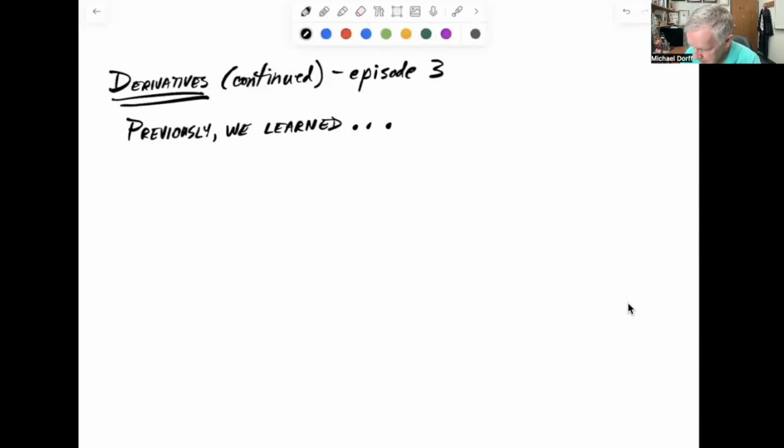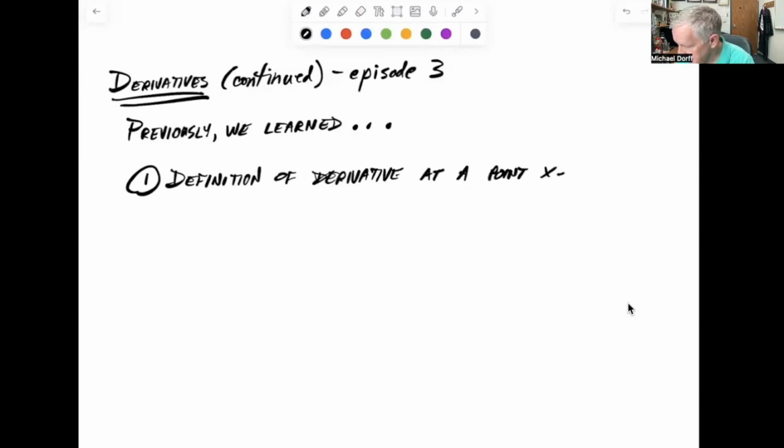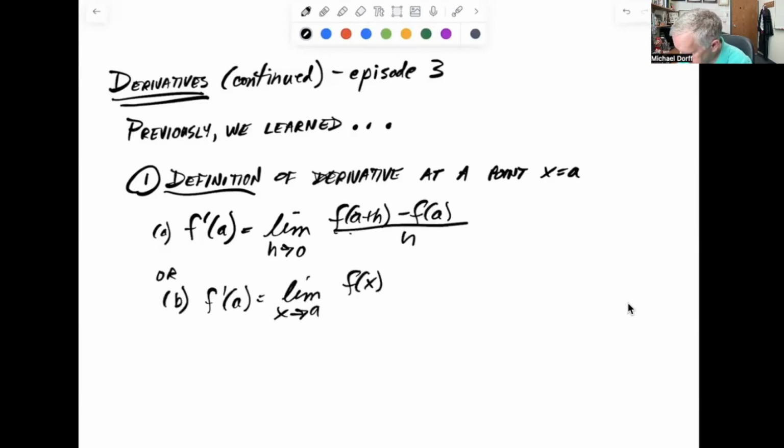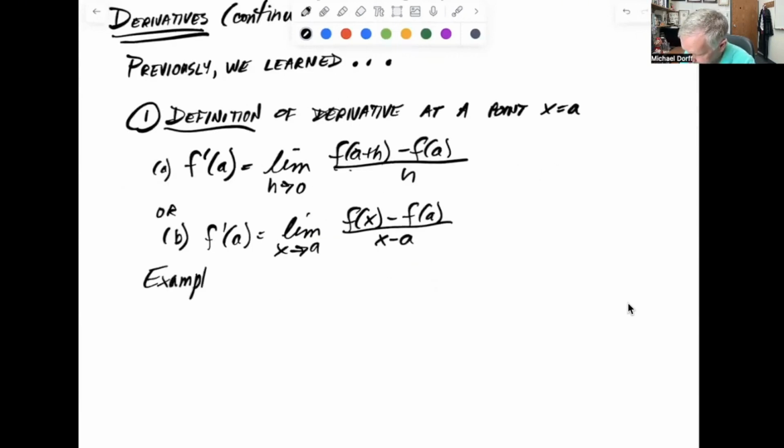Well, first of all, we have the definition of a derivative at the point x equals a. And what was that definition here? That could be thought of first as the derivative at a is going to be the limit as h goes to 0 of f of a plus h minus f of a, all over h. Or we can also think of the derivative as the limit as x goes to a of f of x minus f of a, all over x minus a. And an example of this was the following.